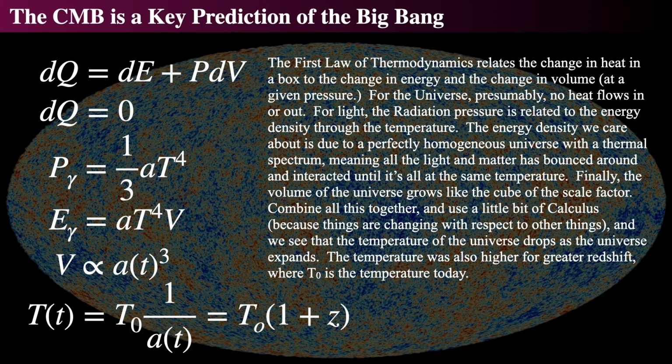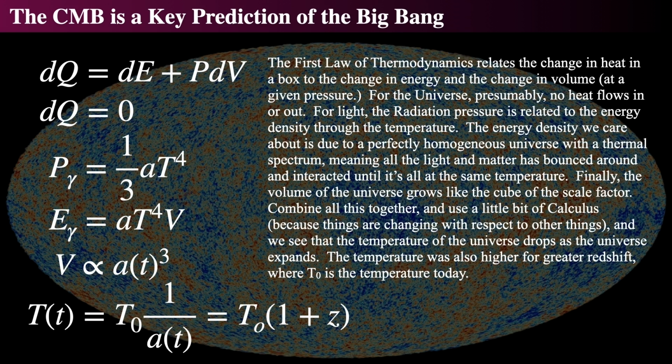And then out falls the temperature as a function of time, and the temperature then goes as the inverse of the scale factor, which is the redshift. So by taking a small shift in the energy, you get a small shift in the temperature, small shift in the volume, or a small shift in the pressure gives you a small shift in the temperature as well. So all of those things combined together give us the fact that the temperature goes as the redshift.